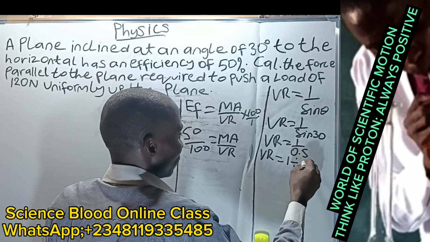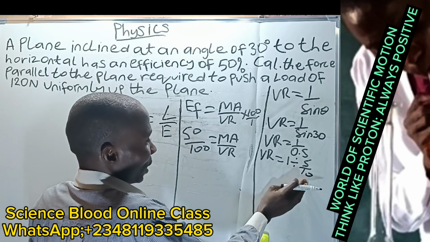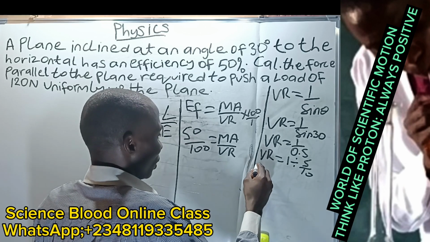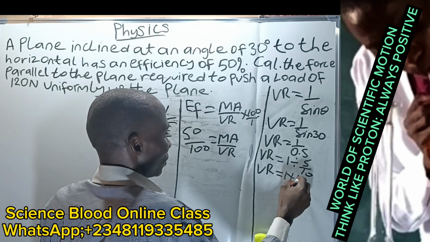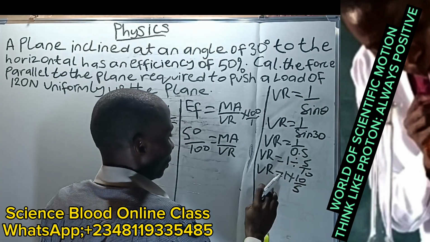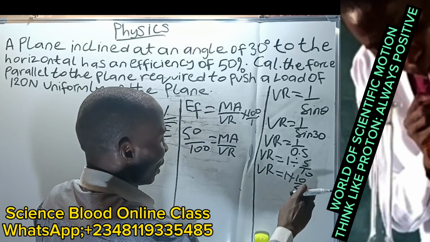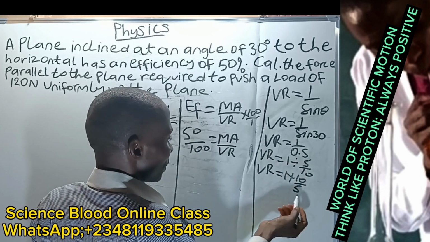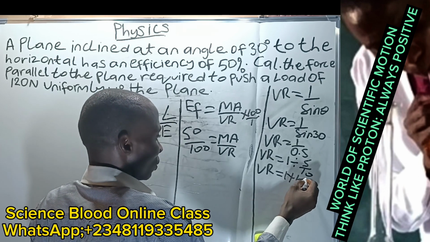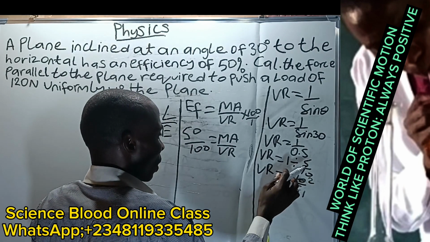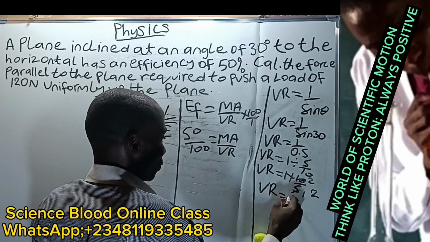divided by 5 over 10, because 0.5 can be expressed as 5 over 10 in its fraction. VR equals 1 times 10 over 5. The reason is that when you change this division sign to a multiplication sign, you take the reciprocal of this. Now 5 will divide itself to give us 1, into 10 will give us 2, and 2 times 1 is the same thing as 2.